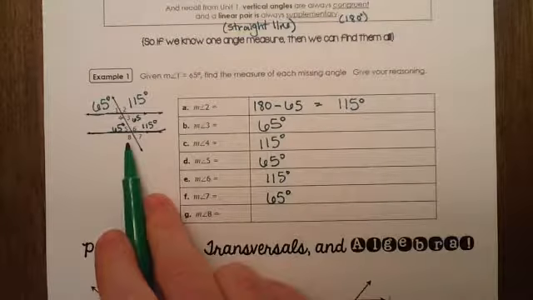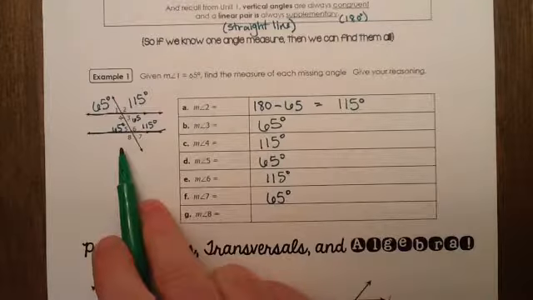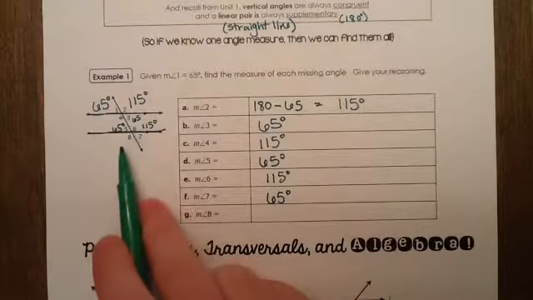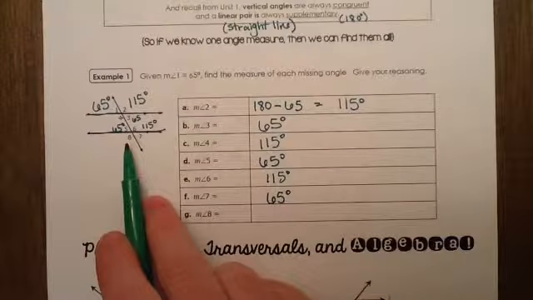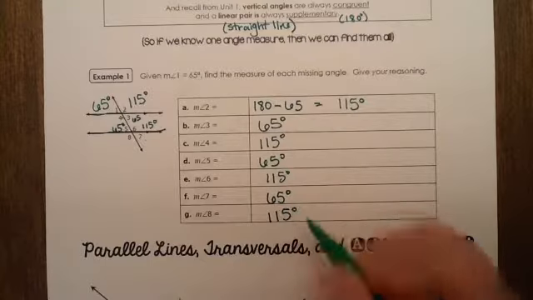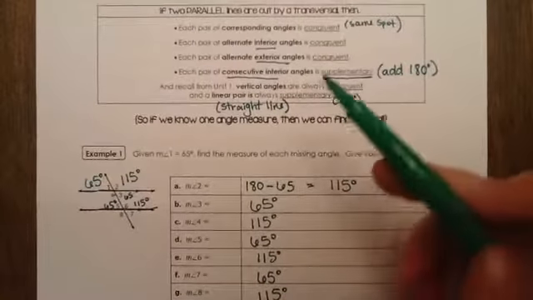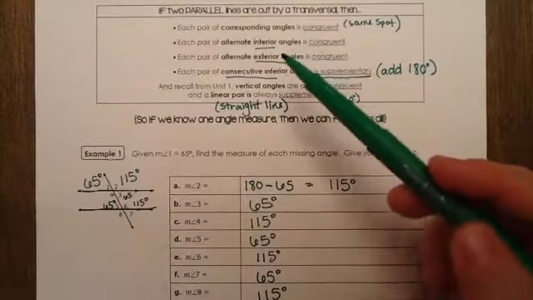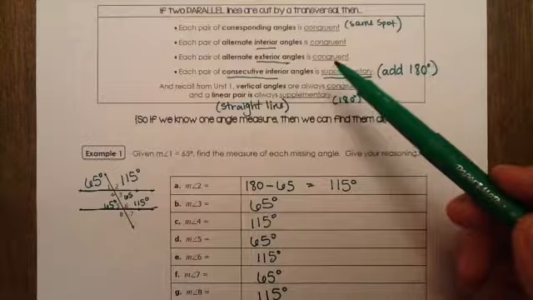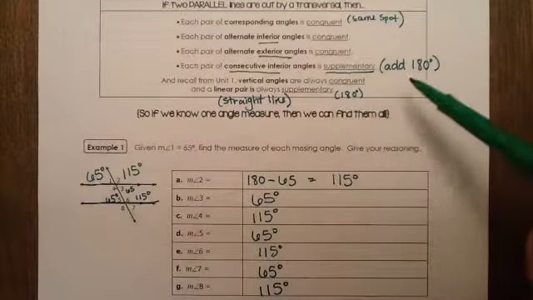Lastly, angle 8. What do you know about angle 8 and angle 6? Vertical. Vertical angles are the same. So what is angle 8? 115 degrees. Okay. So make sure you check to see what type of angle pair do we have, and then would that make them congruent, which is most of them, or a few of them would be supplementary, adds to 180.